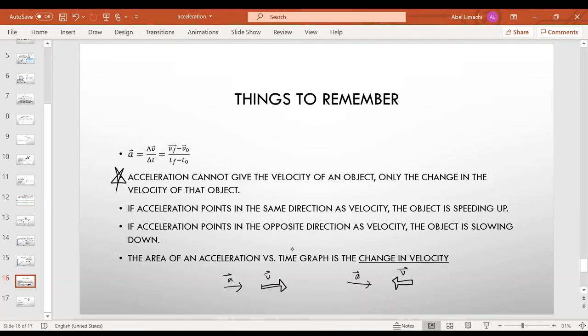The area of an acceleration versus time graph is the change in velocity. The change in velocity. It's not the initial, it's not the final, and it's not even the displacement. I'm going to say it one more time. The acceleration cannot give the initial velocity, the final velocity, or the distance traveled of the object.